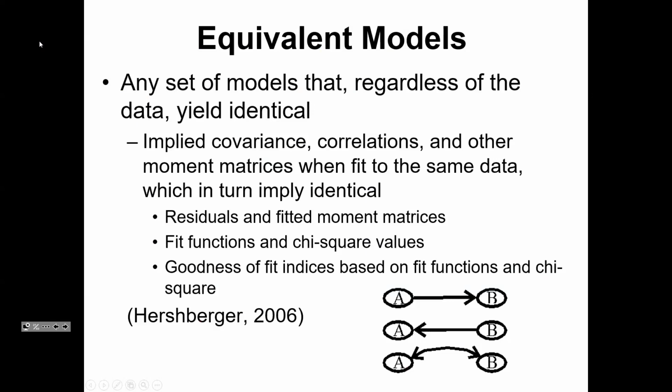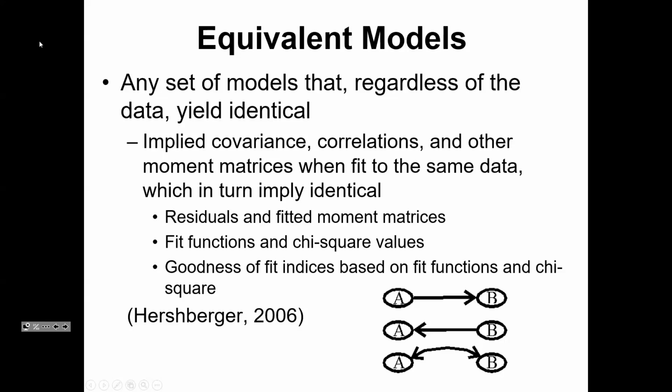of the data that you use, yield an identical model. And so we're talking about the model implied variance covariance matrix here. Regardless of the data, you've got a set of models that yield identical model implied variance covariance matrix. If you're doing models that include means and intercepts, then it would be the model implied variance covariance matrix plus the same model implied mean vector. So when it says "and other moment matrices," that's really what that means.